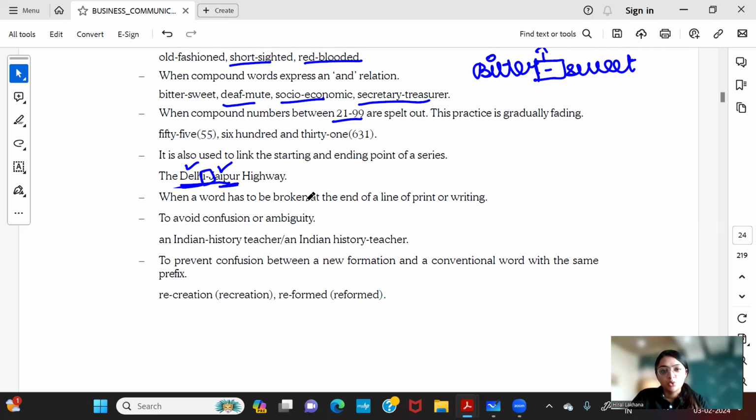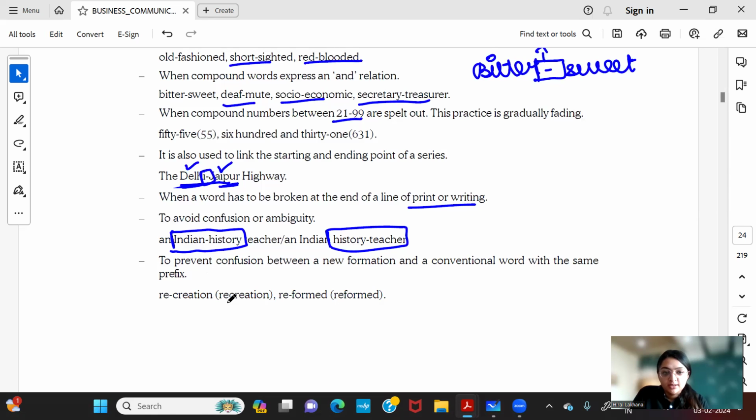Yes. So just a last few examples for hyphen. When a word has to be broken at the end of a line of printing or writing, and to avoid confusion or ambiguity. So we are saying an Indian-history teacher or an Indian history-teacher. So this way you can read this as one whole word or one word that has to be read together.